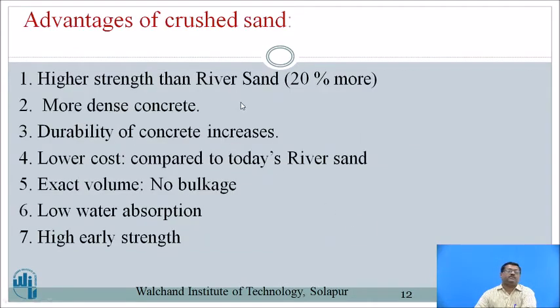Now, what are the advantages? If you go for proper selection of the crushed sand and proper construction practices, then definitely you will get these advantages. You will get higher strength than the river sand, at least 20% more. You will get more dense concrete. Durability of concrete will be increased. Lower cost, as compared to today's river sand rate, the crushed sand concrete will have lower cost. Exact volume, no bulkage, which is one of the issues. Low water absorption, if you use proper dustless crushed sand. And high early strength, which is not possible in the river sand.